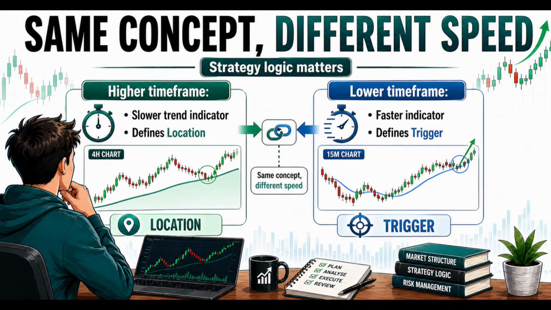The appropriate trigger usually depends on the logic of the overall strategy. Interestingly, the strategies used in different layers do not always need to be different. In some systems, the same concept may appear across multiple layers. For example, a trader might use a slower trend indicator on a higher time frame to define the setup and a faster version of the same indicator on a lower time frame to define the entry trigger.